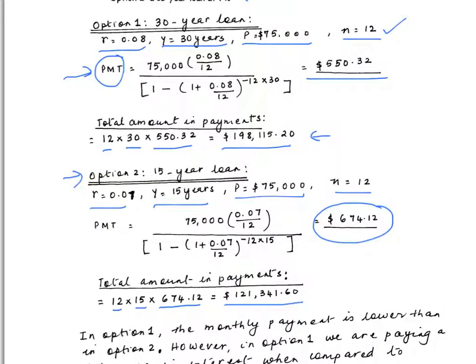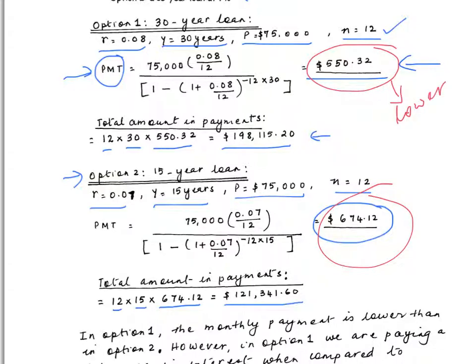The first option, let's compare the monthly payments. So let's look at the monthly payments now. The monthly payment for the first option is $550.32. The monthly payment for the second option is $674.12. Clearly, this is lower.